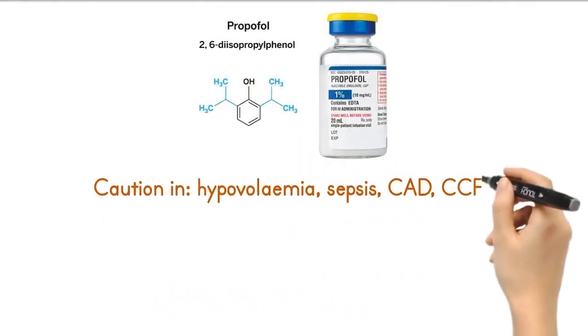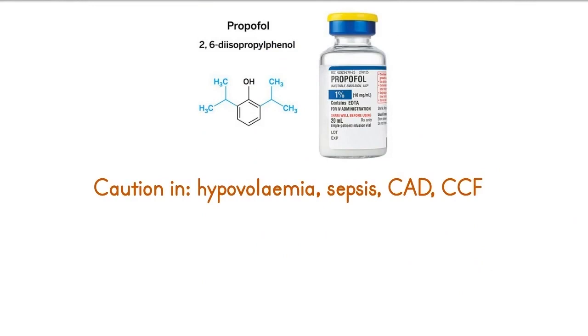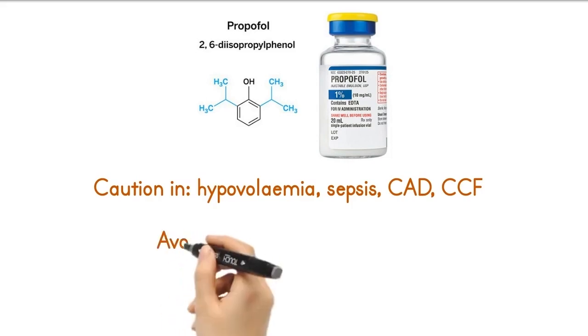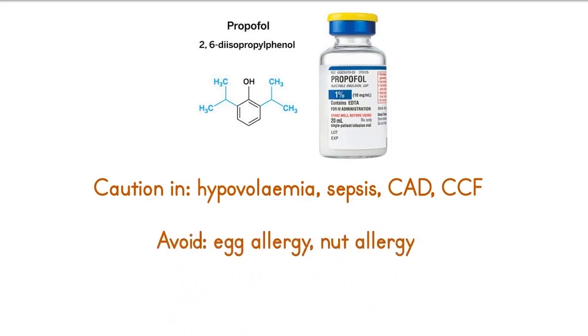Propofol can cause severe hypotension in some patients, notably people who are hypovolemic or have severe sepsis. The drop in blood pressure can be significant in patients who have pre-existing coronary artery disease, as it causes a related reduction in coronary artery perfusion pressure. And hypotension can be serious in patients who have pre-existing congestive cardiac failure. Most anaesthetists would avoid propofol in patients with egg allergy because the emulsion contains egg phosphatide, and also in patients with nut allergy because there is soybean in the emulsion also.